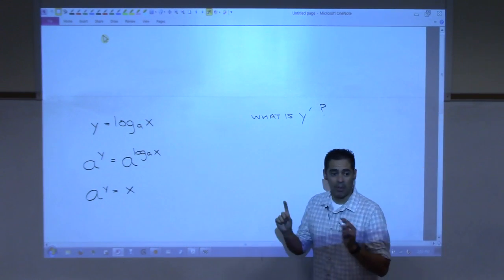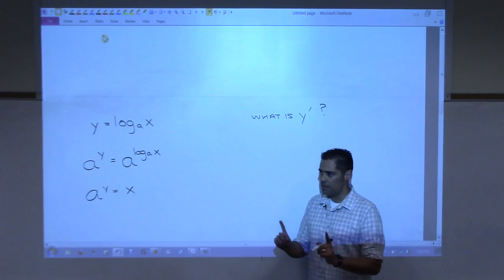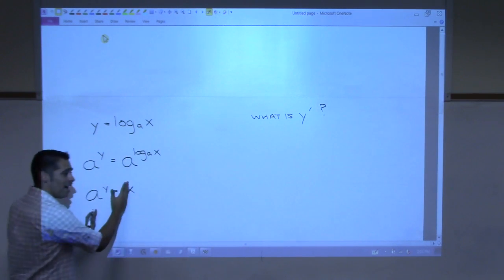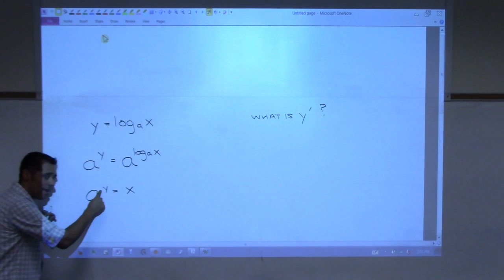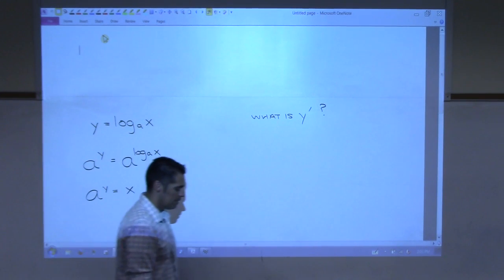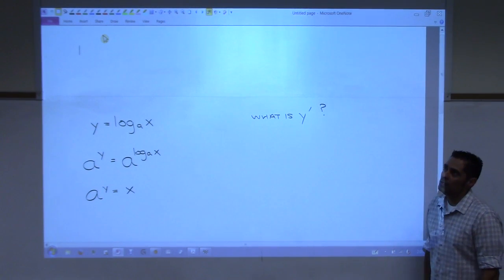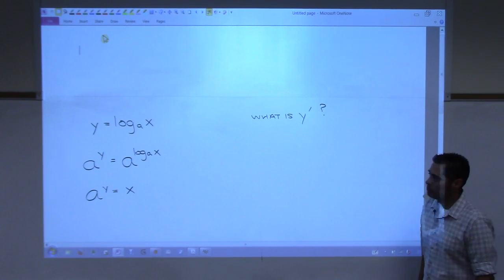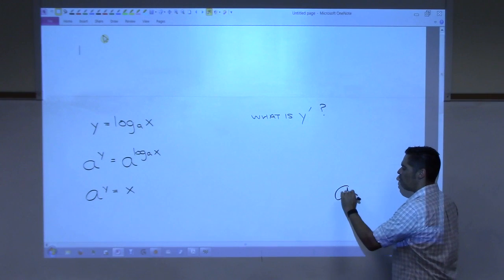All right, so implicit differentiation with respect to x. When we do implicit, we have to take the derivative of each side. What is the derivative of a to the y with respect to x? This is tricky. Well, what's the derivative of a to anything? A to the y.